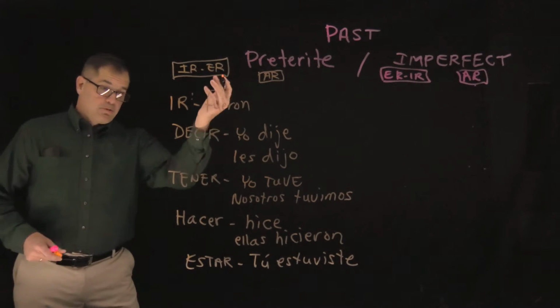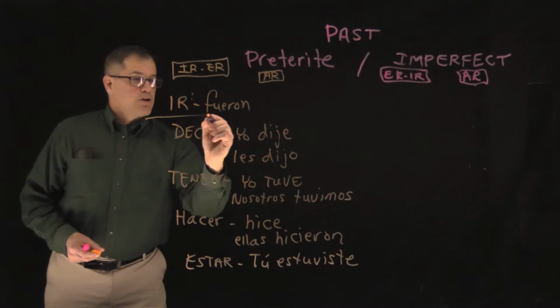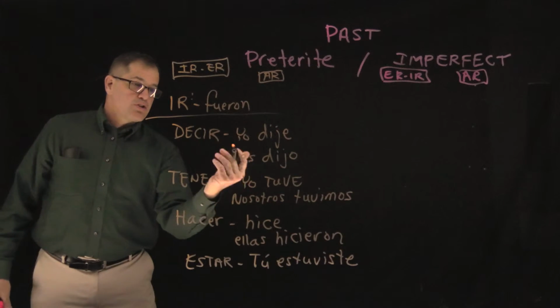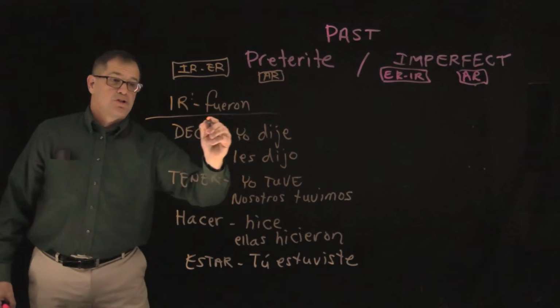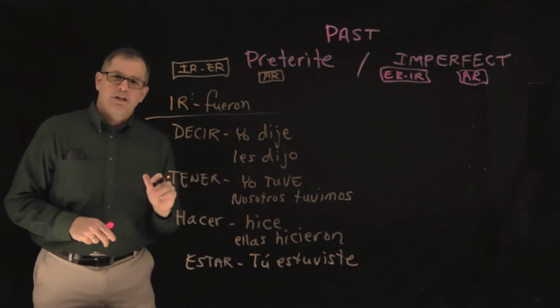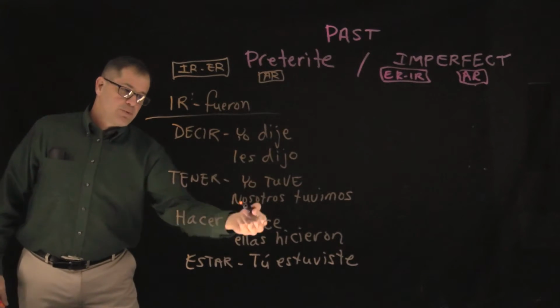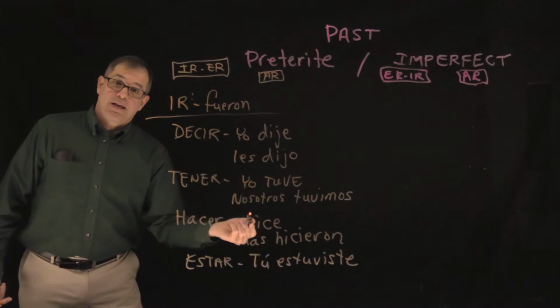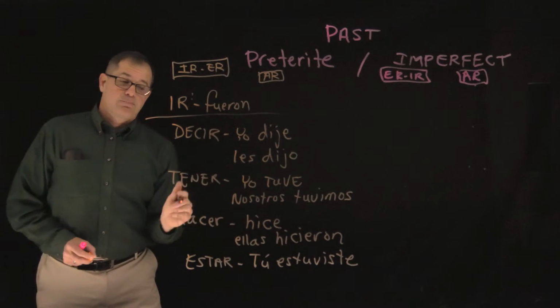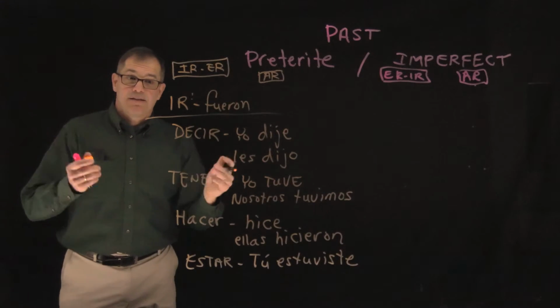So, as you can see, a number of these are irregular, right? And with these on down, we kind of consider these and some others as changing their stem drastically. So this one was just totally irregular. Where does fueron come from? Ir, right? It totally redoes the verb. But with these we can see in the verb where they come from, but they drastically change their stem in this past preterite tense.